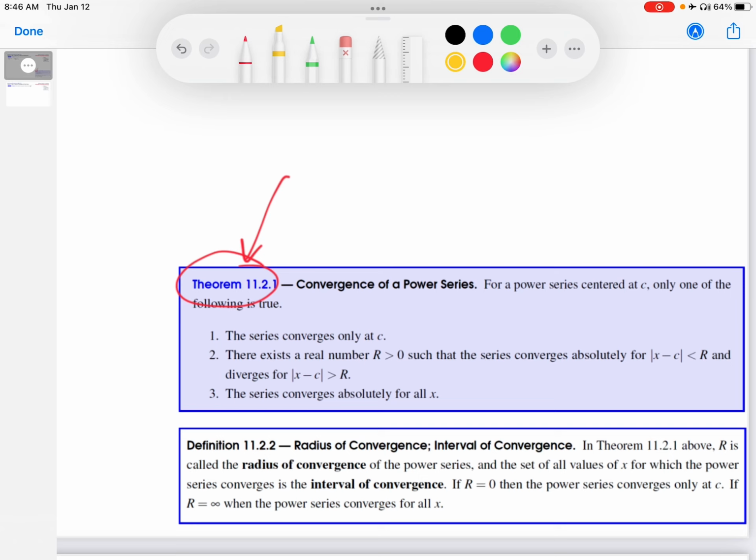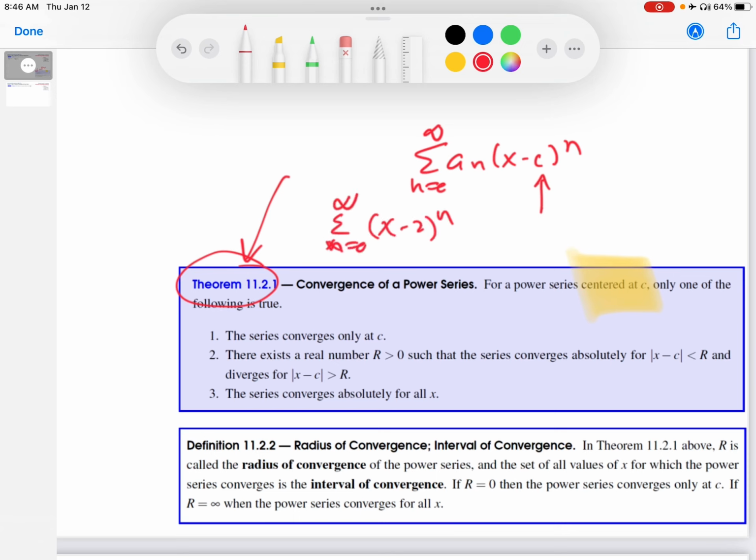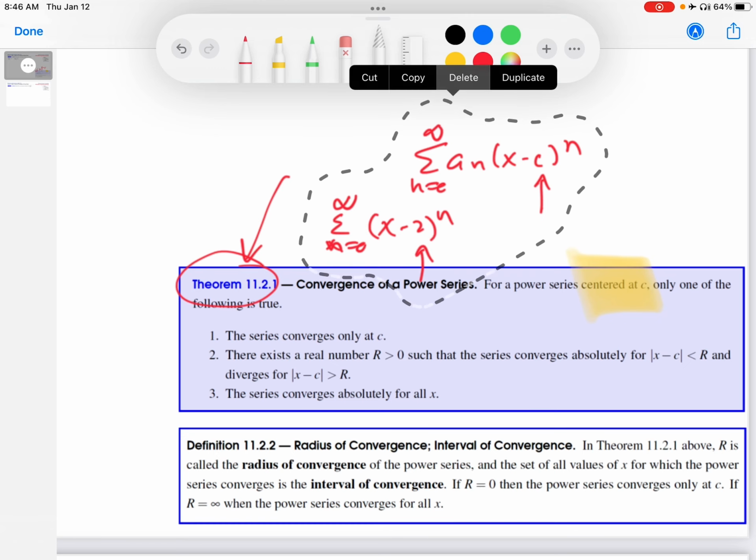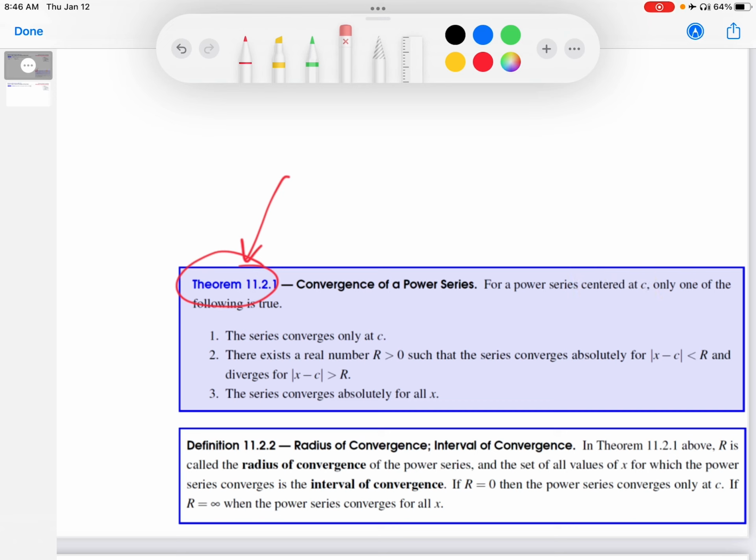For a power series centered at C. By the way, if you look at a power series, it comes in this standard form. The center of the power series is the C value. So for example, this power series is centered at x equals 2, right? Because the C value is 2. Okay, so the theorem says for a power series centered at C, only one of the following is true. So either this, either this, either this, but not 2 or more of those.